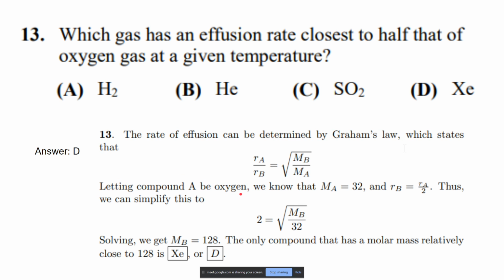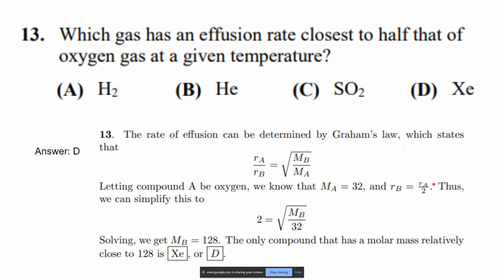They said that compound A was going to be oxygen, or compound one from our earlier equation. With oxygen gas, make sure you realize that when it says oxygen gas, it's referring to O2, not just O. Oxygen by itself, if you look at the periodic table, is 16, but oxygen gas is 32. Then we want the rate of B to be half of the rate of A, right? So we're looking for which gas has a diffusion rate closest to half of that of oxygen gas.